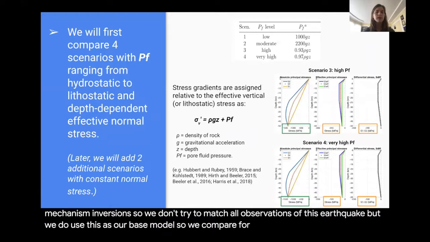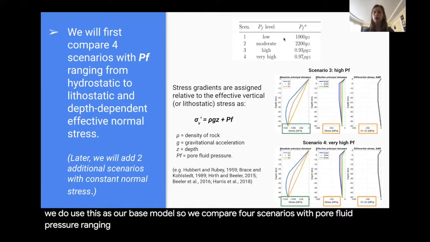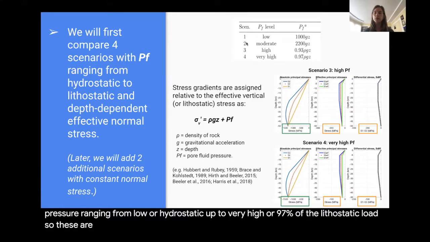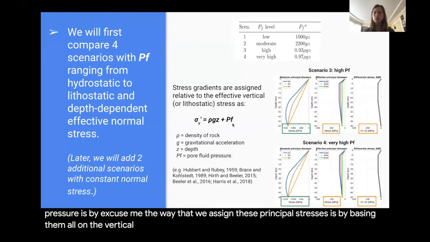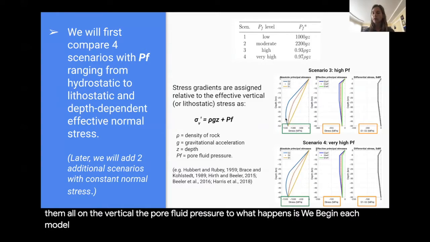So we compare 4 scenarios with pore fluid pressure ranging from low or hydrostatic up to very high, or 97% of the lithostatic load. So these are scenarios 1, 2, 3, and 4. The way that we assign these principal stresses is by basing them all on the vertical principal stress, which we then add the pore fluid pressure to. What happens is we begin each model with the same absolute stress field.